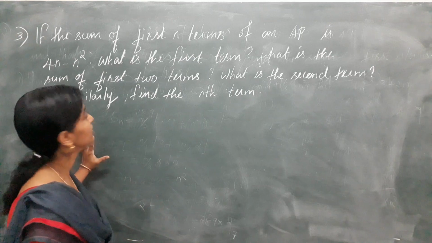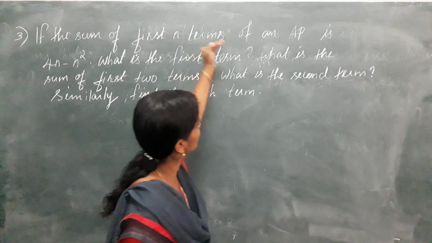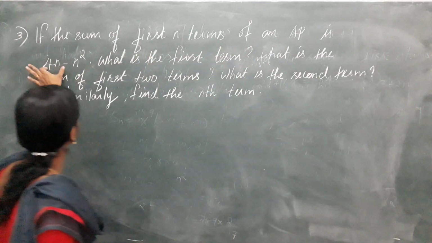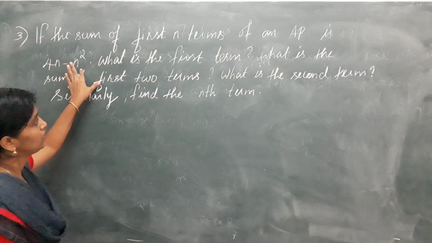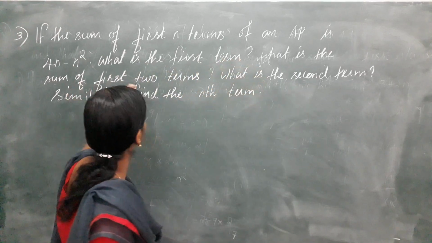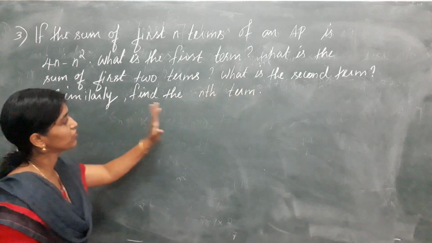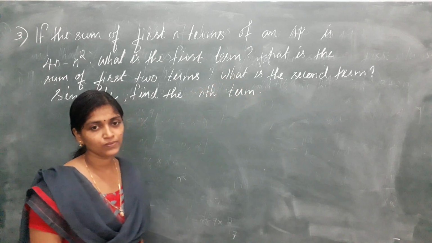Next question. If the sum of first n terms of an AP is 4n minus n square, what is the first term? What is the sum of first two terms? What is the second term? Similarly, find the nth term.